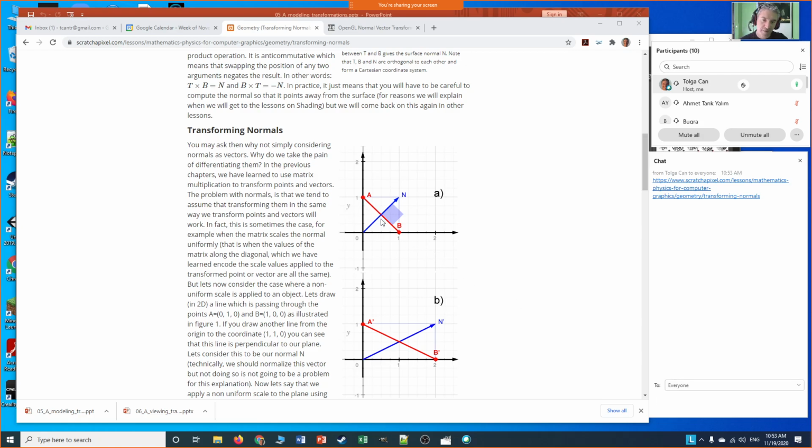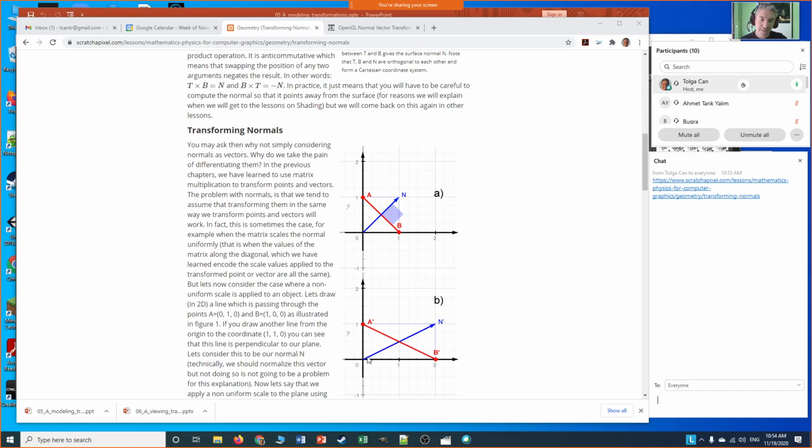But look at this. We have a line segment AB, and the normal vector is shown like this correctly as 1, 1. Now, if you perform a non-uniform scaling, imagine we do not scale the y-axis, but we scale the x-axis by 2 units. The point A is not going to change because it was 0, 1. If you multiply only the x-coordinate by 2, it will still be 0, 1. However, the point B became 0, 2. Now this is the non-uniformly scaled line.